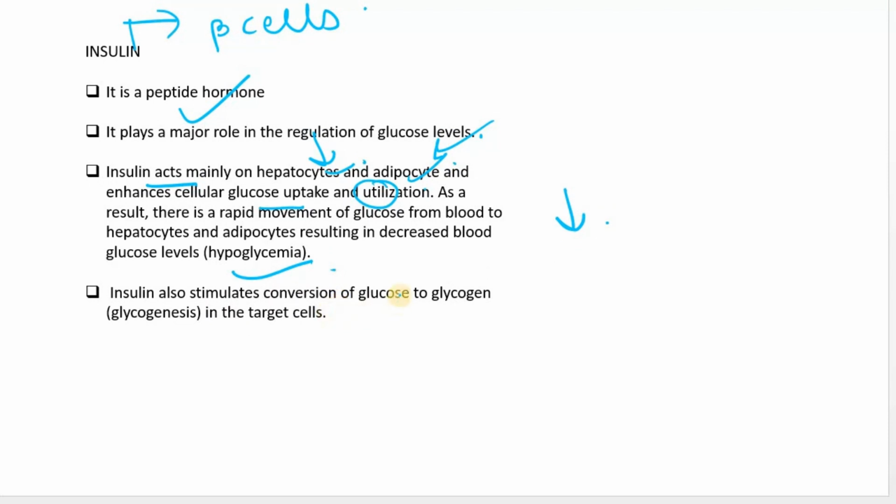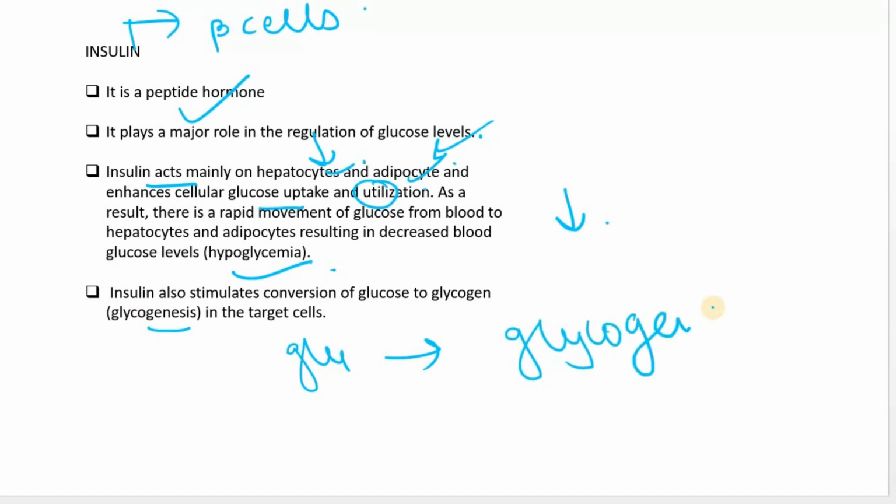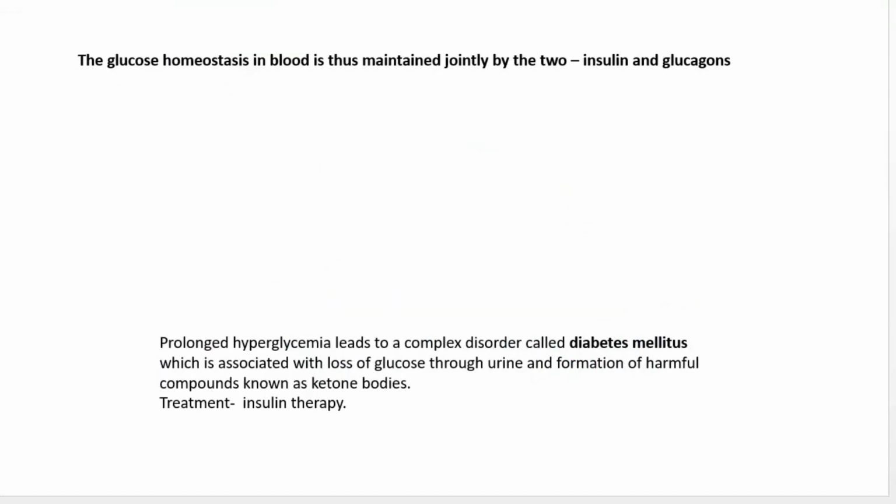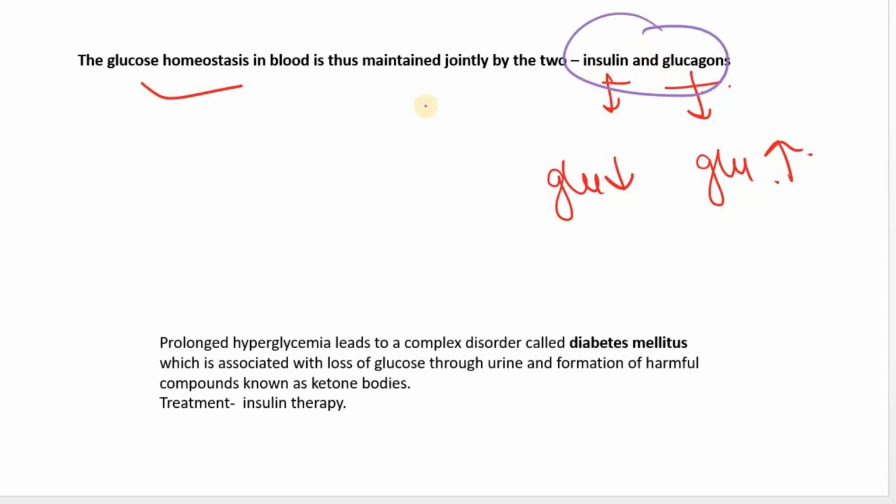Insulin also stimulates the conversion of glucose to glycogen, and this is known as glycogenesis. Glycogenesis means the conversion of glucose into glycogen, and this glycogen is later stored in the liver. Hence, the glucose homeostasis of the body is maintained by two hormones, insulin and glucagon. Glucagon increases the glucose level of the body, known as hyperglycemia, and insulin decreases the glucose level of a body, known as hypoglycemia. Hence, these both act opposite to each other, hence they are known as antagonistic hormones.